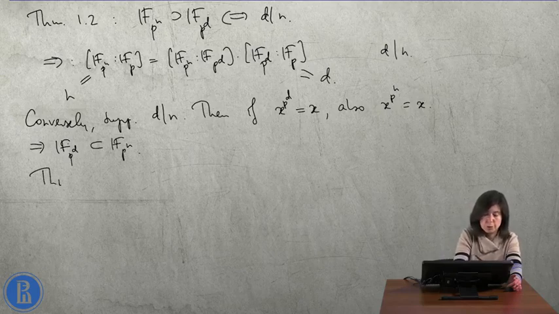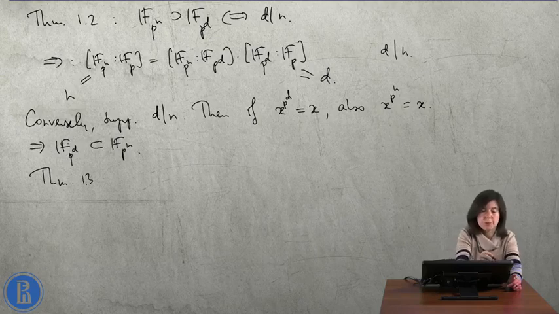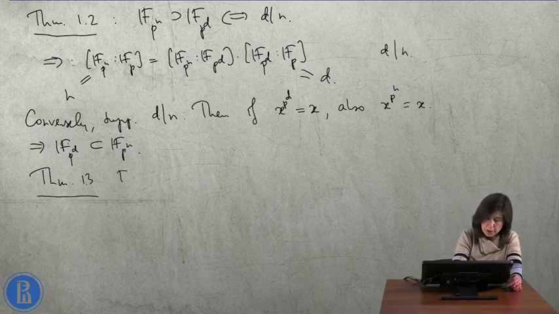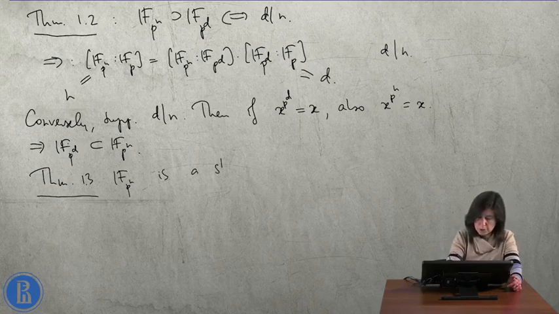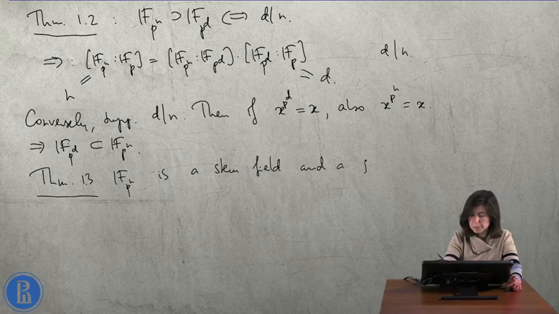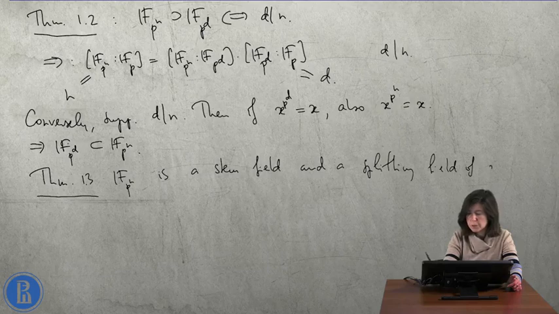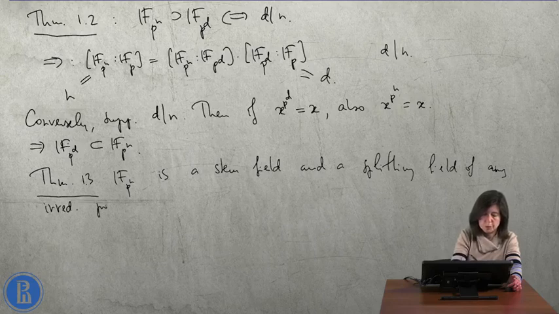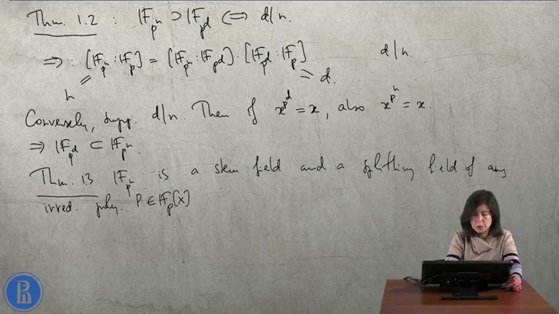So these are very small theorems. Theorem 1.3. It's better maybe to consider all of them as parts of Theorem 1. So Theorem 1.3 says that F_{p^n} is a stem field and a splitting field of any irreducible polynomial P from F_p[x] of degree n.